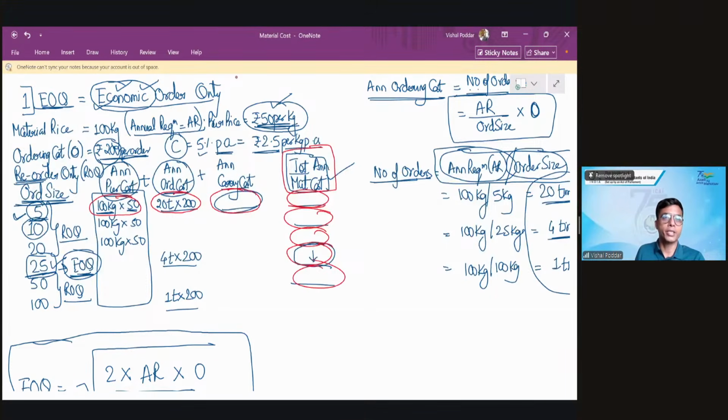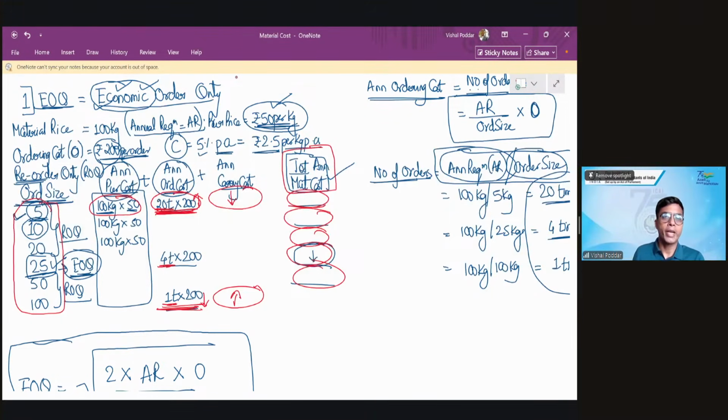Now, students, interestingly, you will find that here my ordering cost is very high, and here my ordering cost is very low. Why? Because mathematically, as I go on increasing my order size, my number of orders will reduce, because if I'm buying more at one time, I will have to go to market less. So here my ordering cost is highest, here my ordering cost is lowest. Whereas, when you calculate carrying cost, it will be exactly opposite. My carrying cost is highest here and lowest here.